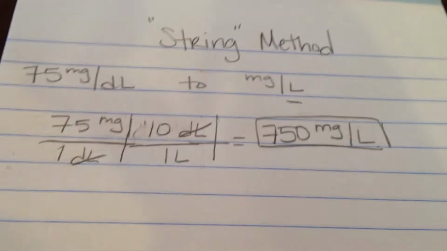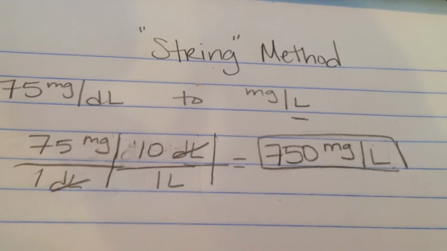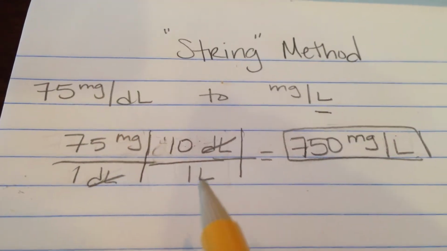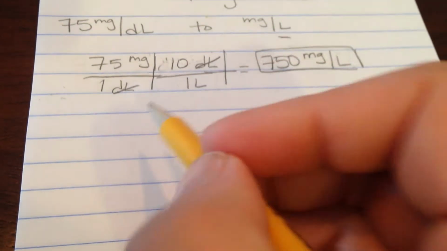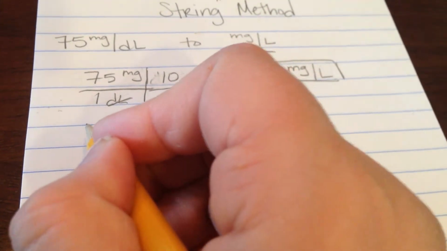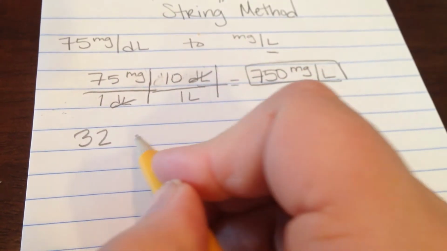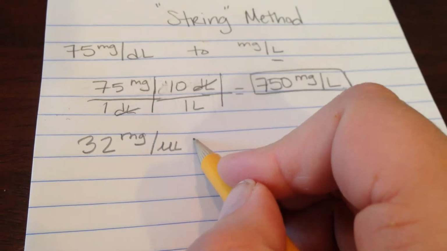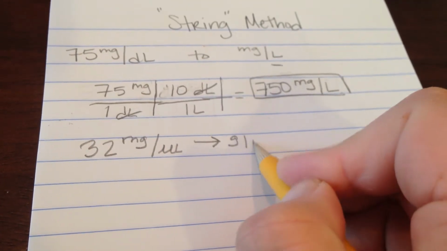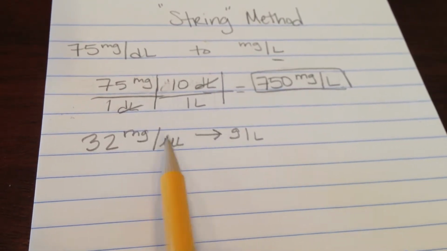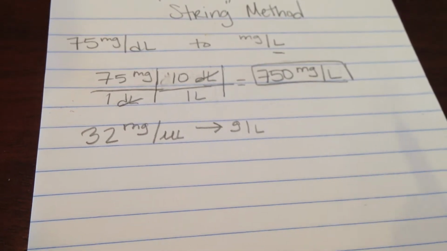concentration. So this is an example of string method, and we can continue on with string method to get us to whatever concentration we need as long as we're using our conversion factors. So let's look at another example where we would do more than one conversion factor. Let's say we had 32 milligrams per microliter, and we wanted to know how many grams per liter that is. So that's a two-part conversion because we need to change our milligrams to grams and our microliters to liters, correct?